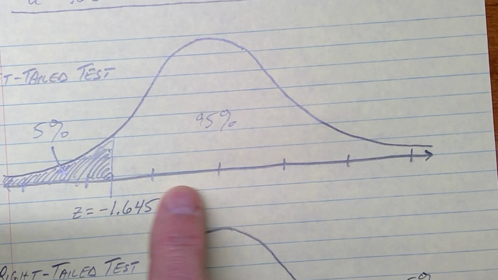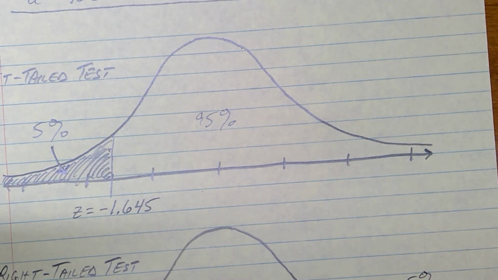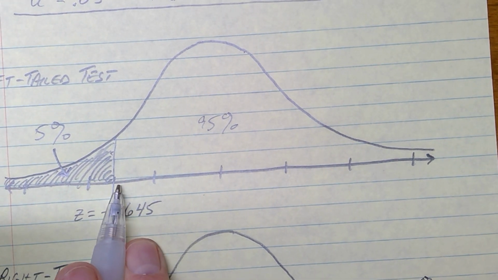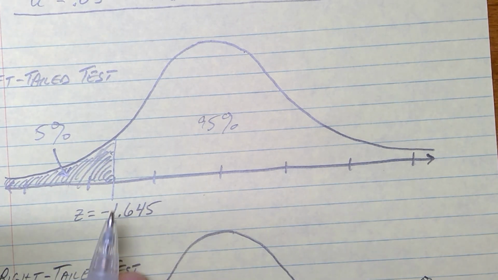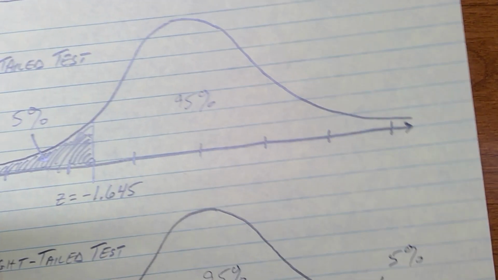So here's 0, there's 1 step to the left, there's 2 steps to the left, here's about 1.5 steps to the left, so a little bit further than 1.5 steps to the left. That's where you draw the line, that's where you start shading for 5%.